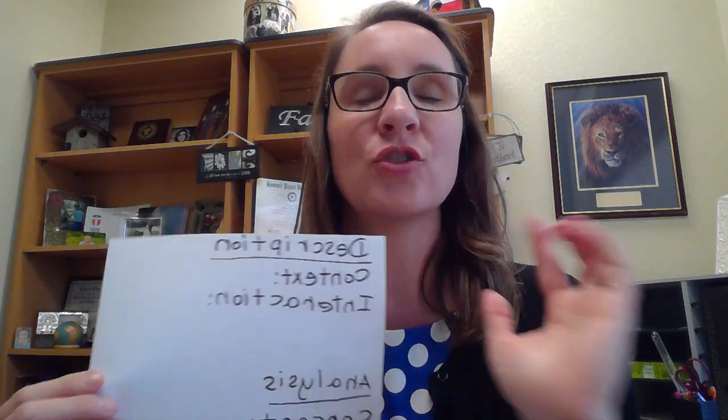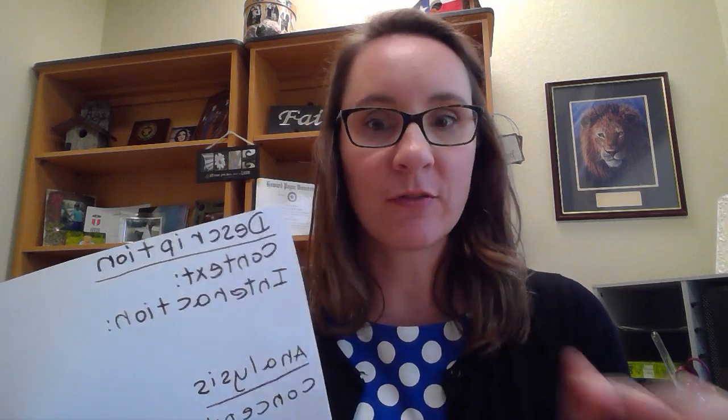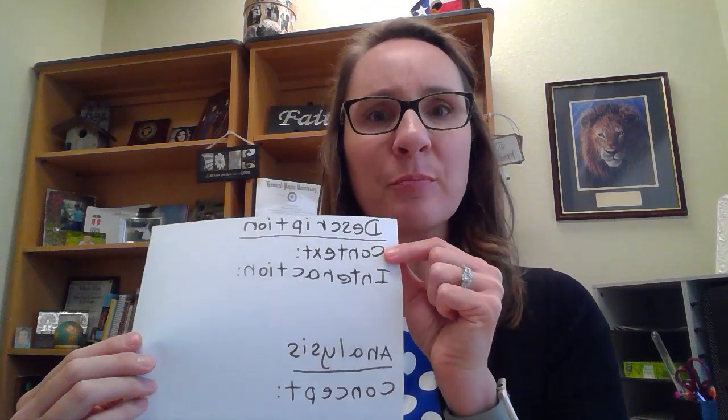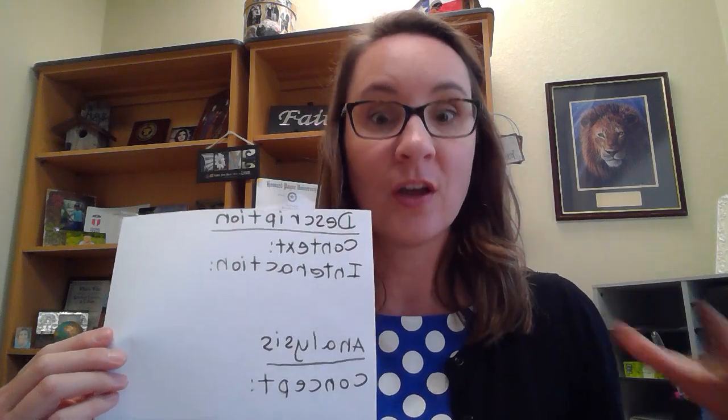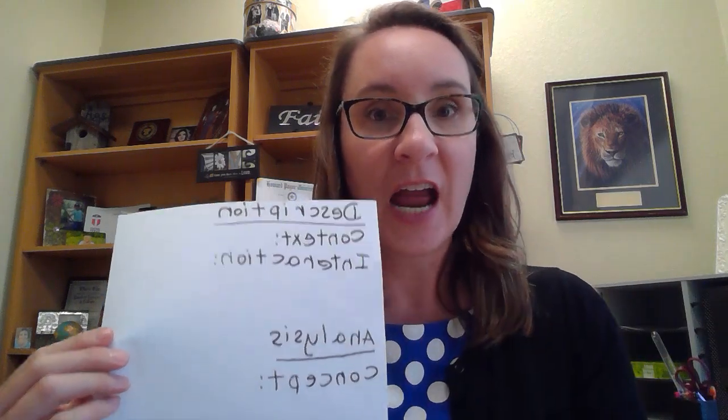The context just gives me a little bit of background. I was at the mall with my friend. I was at dinner with a coworker, whatever it might be. It's just a very brief statement that sets the stage for the next part, and that's the interaction.